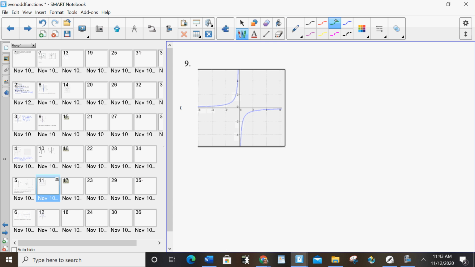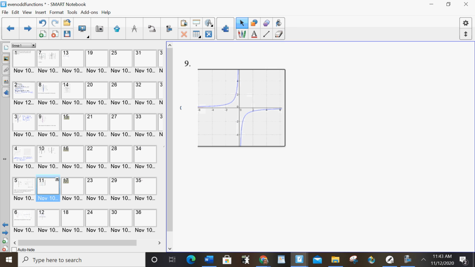Even: f of x equals f of negative x. It's symmetric to the y-axis. Is the y-axis cutting this thing in half? No. If it was, then this piece would look like that. So it is not symmetric to the y-axis.